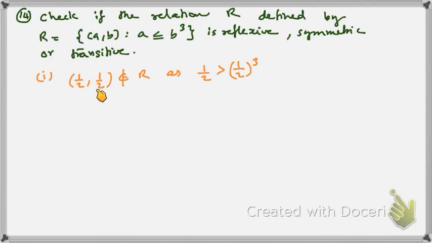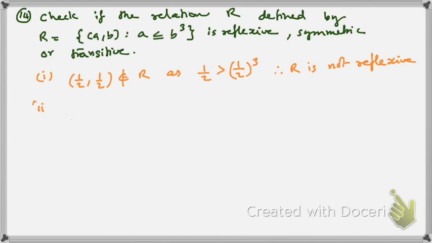(Half, half) does not belong to R. Half is not related to half. Why? Because half is greater than half cubed, 1 by 8. Half is bigger than 1 by 8. So you got a pair here, (half, half) does not belong to R, a number which is not related to itself. So it is not reflexive.